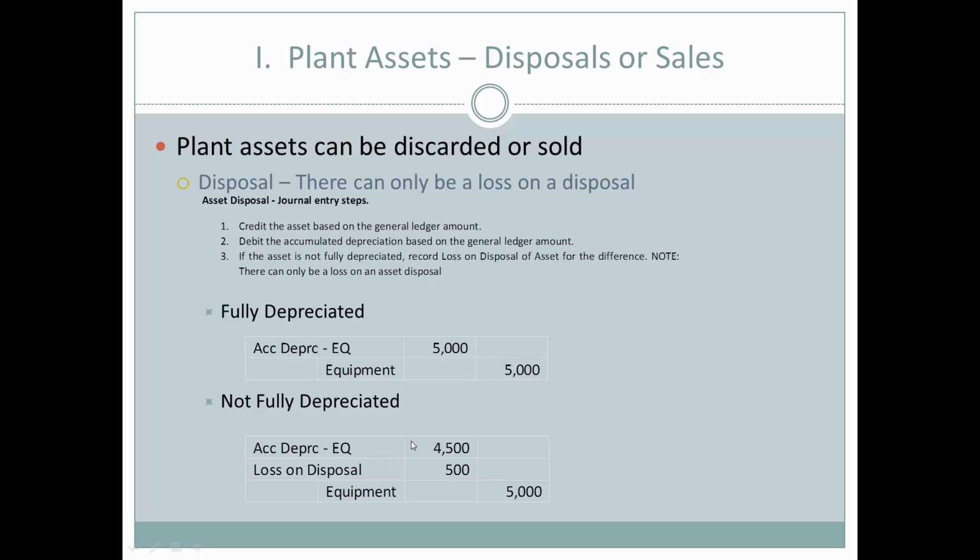In this instance, we have an asset for $5,000. The accumulated depreciation is only $4,500, and so there will be a difference between the amount, or book value. The book value will be $500. So the asset minus accumulated depreciation, book value $500. And so the $500 also represents the loss on disposal. So asset not fully depreciated, difference between the credit side of the entry and the debit side of the entry will be recorded as a loss on disposal, and it also happens to represent net book value.